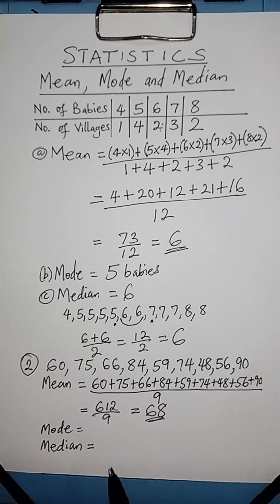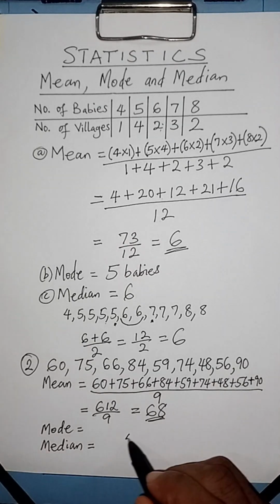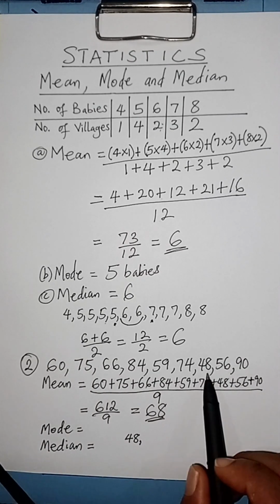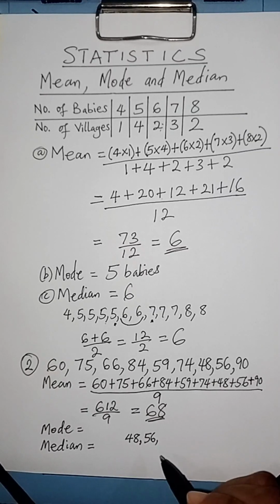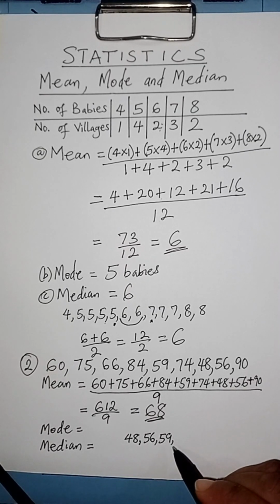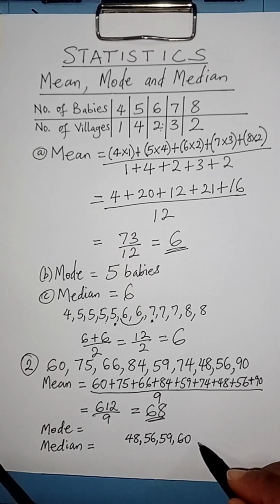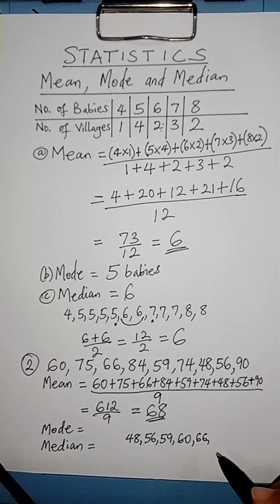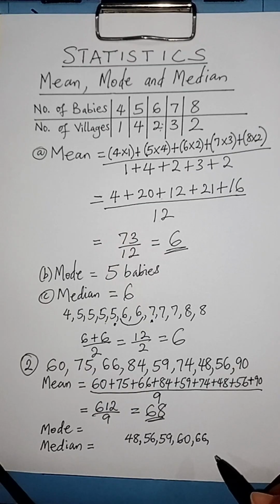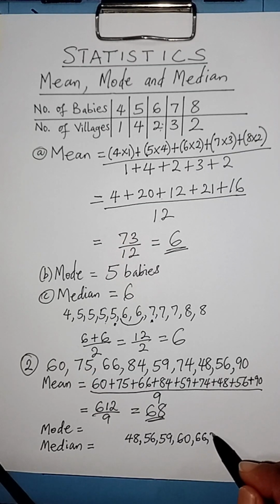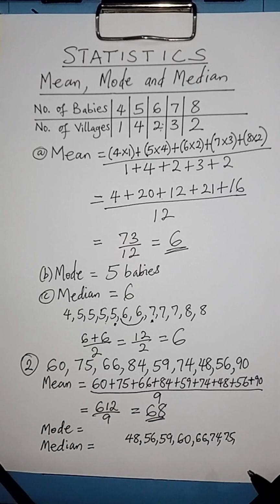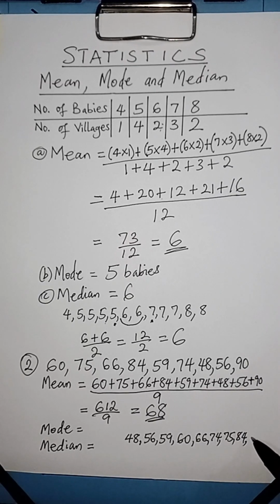So let's start by arranging from smallest to the biggest, or in ascending order. So let's check. What is the smallest value here? The smallest value is 48. So pick 48, followed by what next? 56. What next? 59. Good. What next? 60. What next? 66. We're doing this together. What next? After 66, 74. And after 74, what next? 75. After 75, what next? 84. And lastly, we'll have 90.